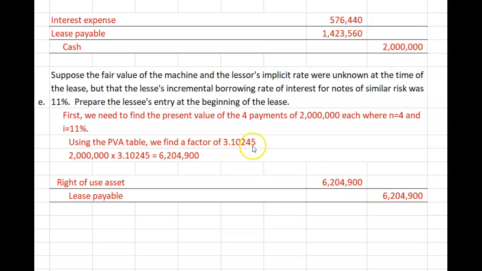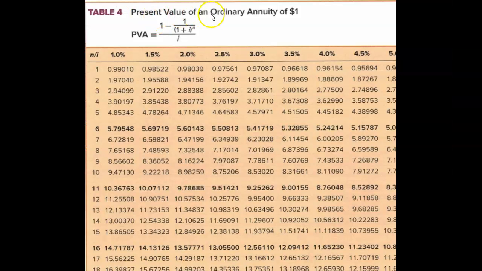Let's take a look at this factor. Present value of an ordinary annuity table, where N equals 4 and I equals 11. Table 4, present value of an ordinary annuity, where N equals 4, and then reading over till we get to the 11% column. 3.10245.